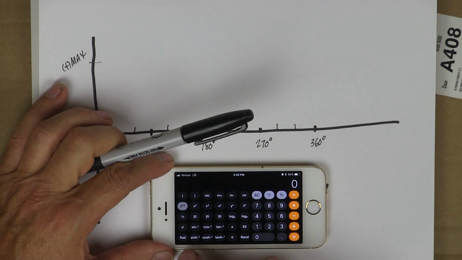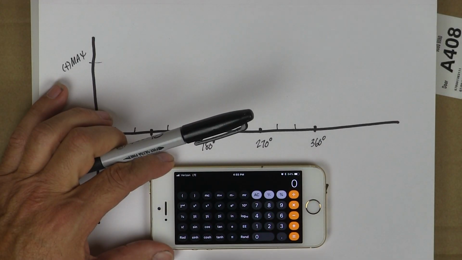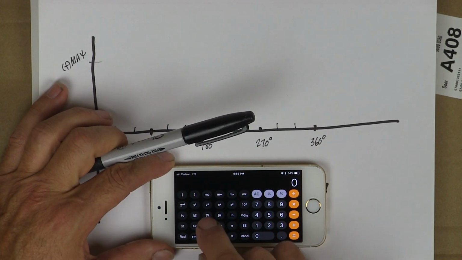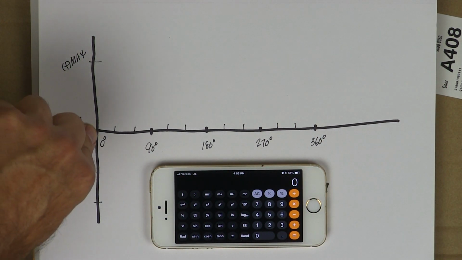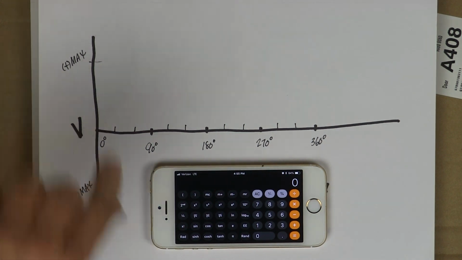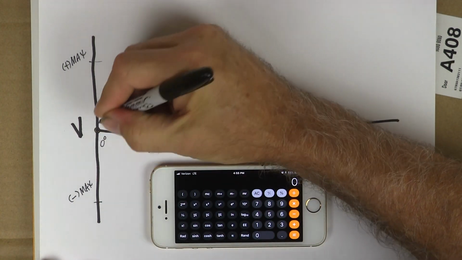0 degrees, sine. Oh, let me get rid of that. That was why I couldn't find it. Sine of zero, zero. So at 0 degrees, we got no voltage. Nothing. Okay? At 0 degrees, we got zero. That kind of makes sense.